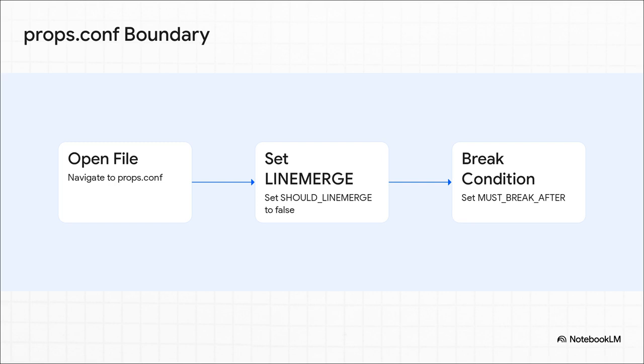So we step into props.conf under our VPN_log stanza. First thing we do, we set SHOULD_LINEMERGE to false. This explicitly tells Splunk, do not combine these lines. Then we use a simple regular expression. We set MUST_BREAK_AFTER equal to connect or disconnect. Why? Because we noticed every single line in these logs ends with one of those 2 exact words. So we use them as the trigger to cleanly slice the events apart.